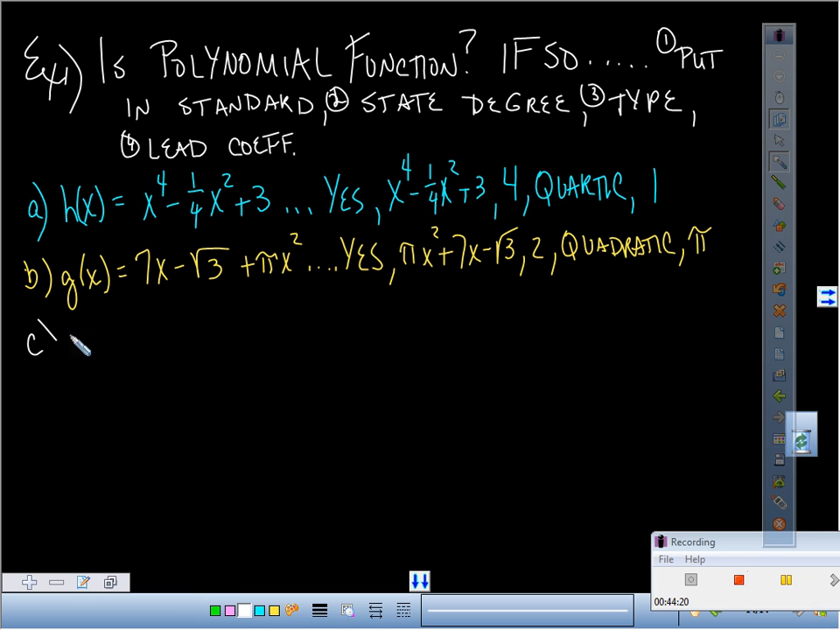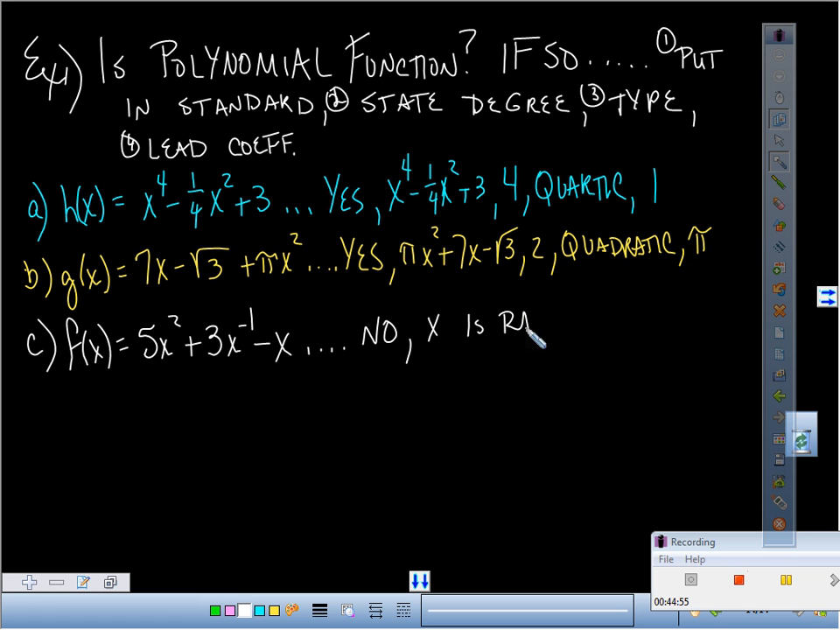You ready? F of x is equal to. Here it is. Is this a polynomial function? No. Justify your answer. There's a negative exponent. Okay, and you can't just say it's a negative exponent. You have to say x is raised to a negative exponent.